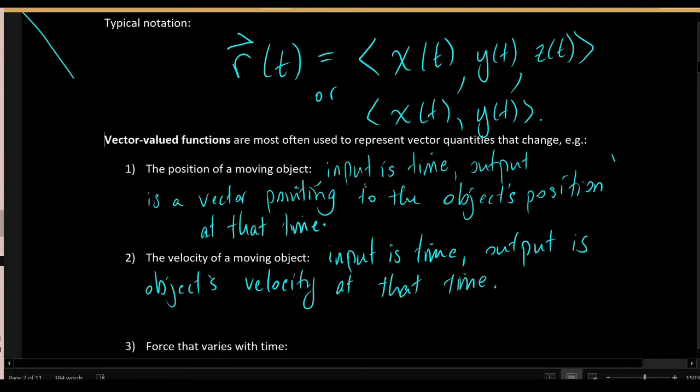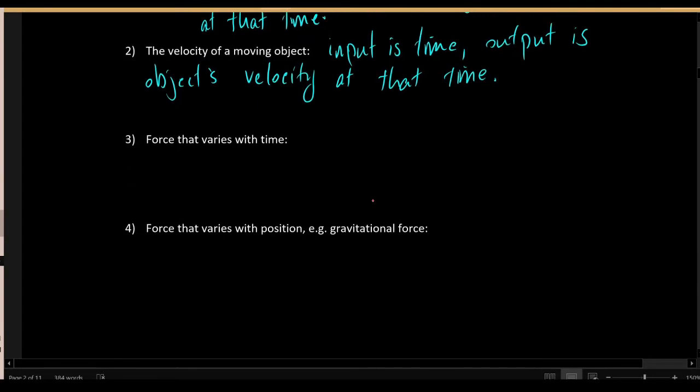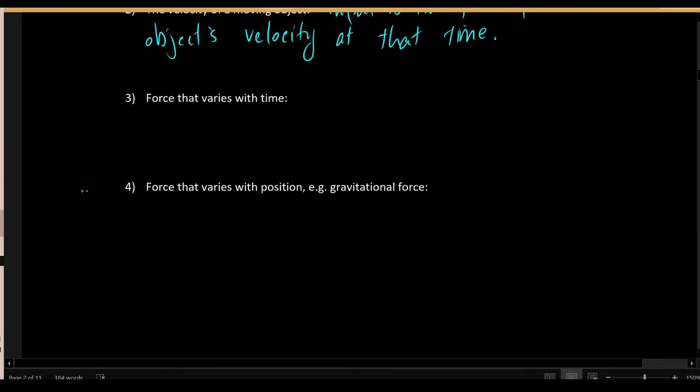There are also numerous situations where you have a force which is not constant, and the force varies with time. Maybe the force starts out really strong and peters out and gets weaker and weaker as time goes along. Or maybe the direction in which the force is being applied changes. So in that case, we can also represent that with the same vector-valued function where the input variable is time and the output is the force vector at that time.